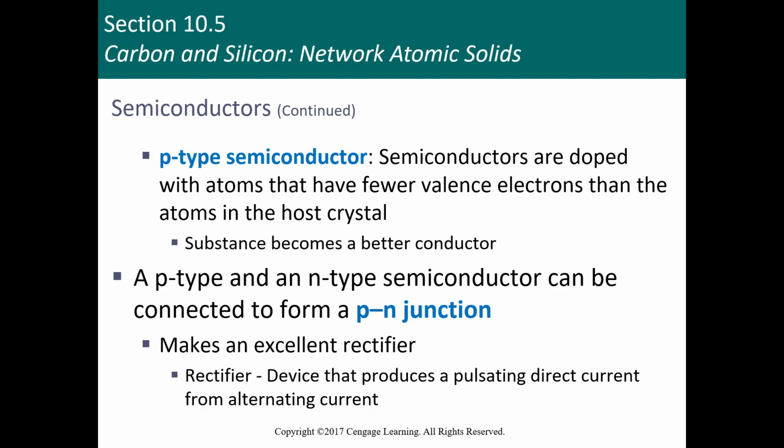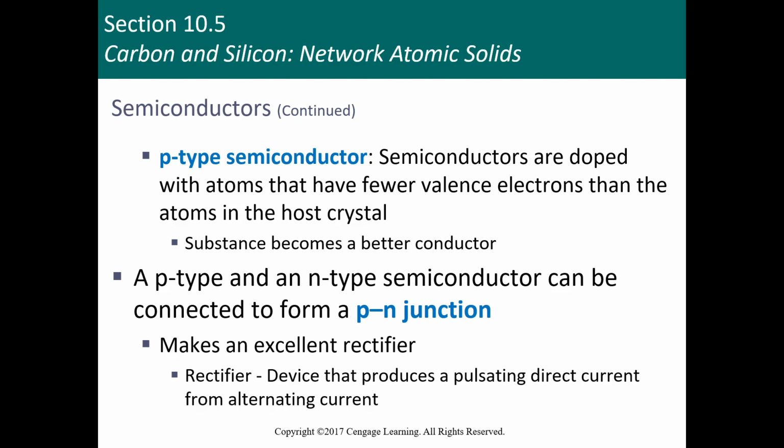So p-type semiconductors are going to be doped with atoms that have fewer valence electrons than the atoms in the host crystal. And so one of the ways you can help yourself remember that, again, is p-type has fewer electrons, positive. So this substance is going to become a better conductor for being a p-type. Typically, this will lower the requirement and energy for electrons to move across that substance.